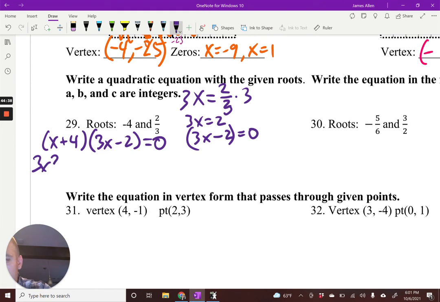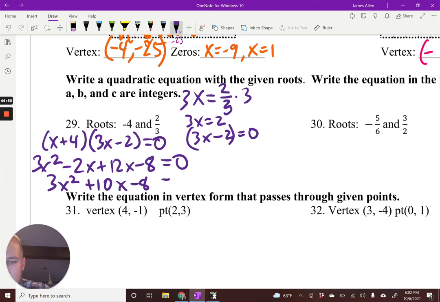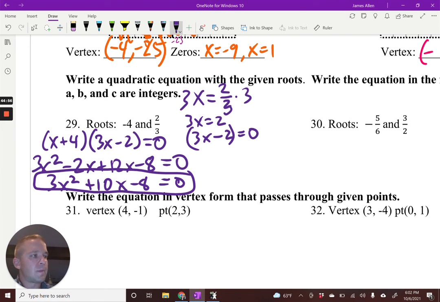Multiply it out. So I get 3x squared, and then negative 2x, and then plus 12x minus 8 equals 0, and then 3x squared plus 10x minus 8 equals 0. That's the form it wanted. I'm done. 3 more. Hydration.